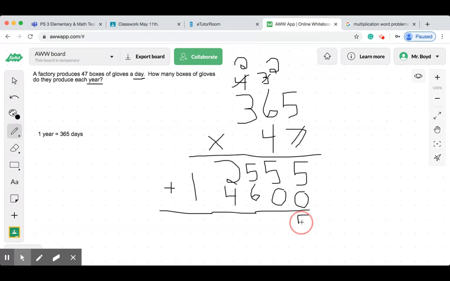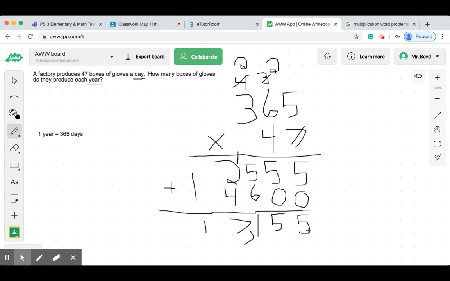5 plus 0 is 5. 5 plus 0 is 5. 5 plus 6 is 11, so I put 1 down here, carry my 1 from my tens place up top. 1 and 2 is 3. 3 plus 4 is 7, and then I just bring down my 1. So I will find a sum when I'm adding, but my total product will be 17,155.